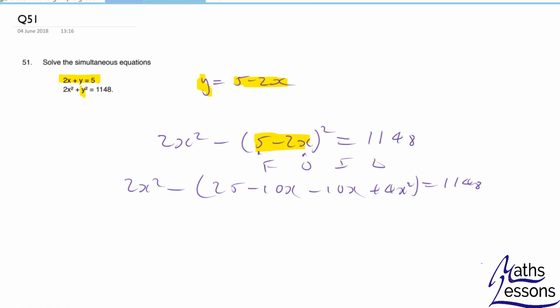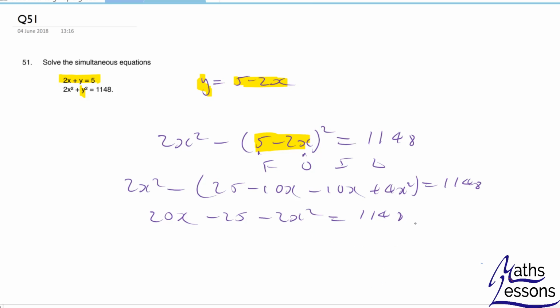So let's just put this all together. So we are going to get a minus here, and there's a minus 20x, that's going to be plus 20x, minus a minus. Then I'm going to have a minus 25, and 2x squared minus 4x squared is going to be minus 2x squared equals 1148. And then I'm going to add 25.